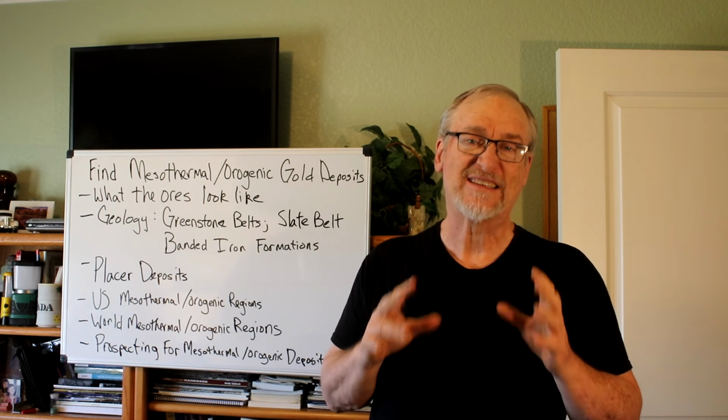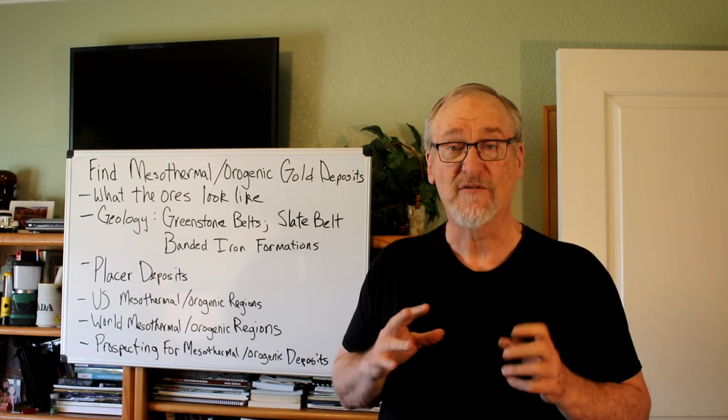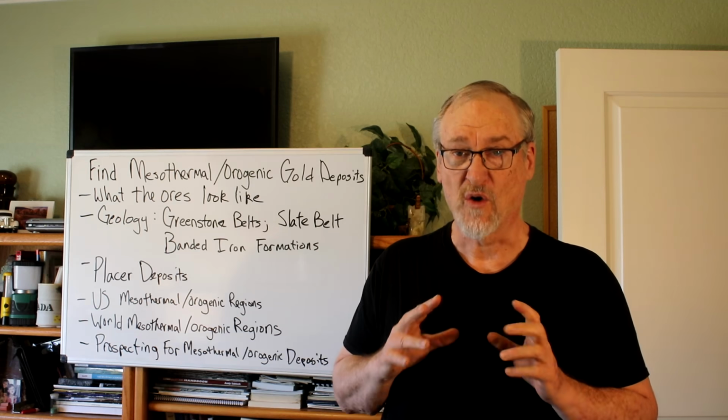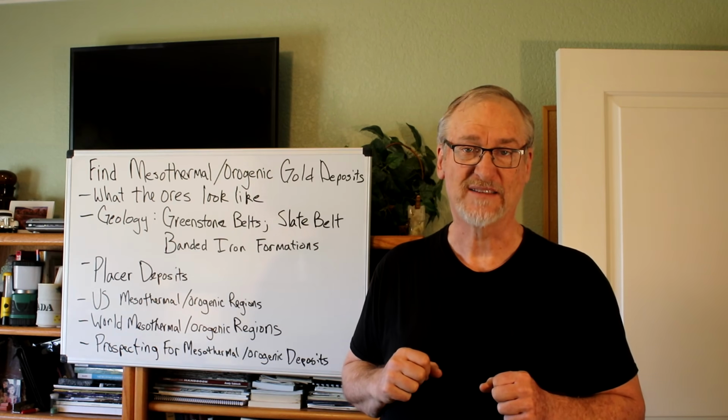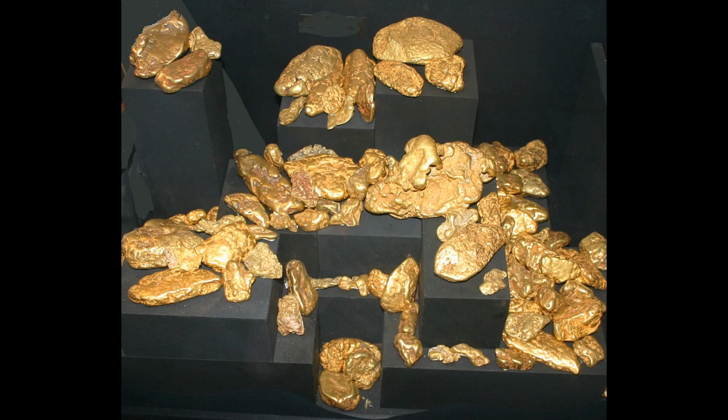Let's take a look at some of the placers that come from these rich orogenic type gold deposits. Here's a group of nuggets that are from the northern part of the California Mother Lode country. And you can see these things are huge. These are all 5, 10, 20 ounce nuggets, and some even larger than that. The area does produce some really nice big gold.